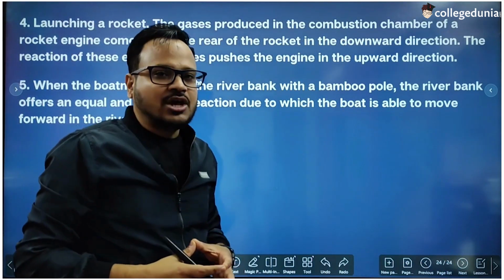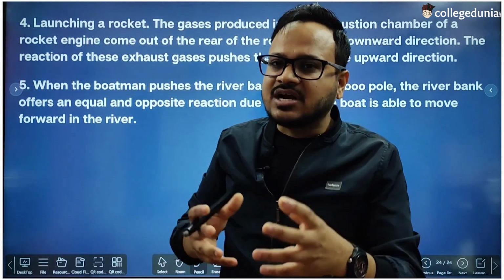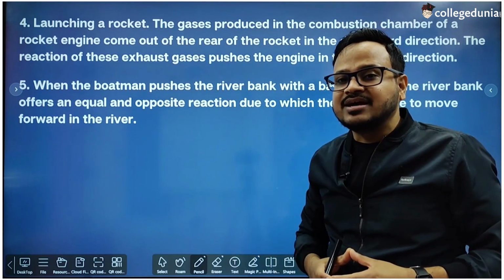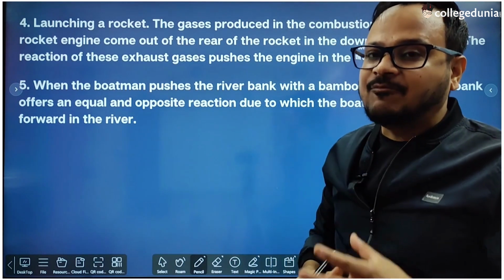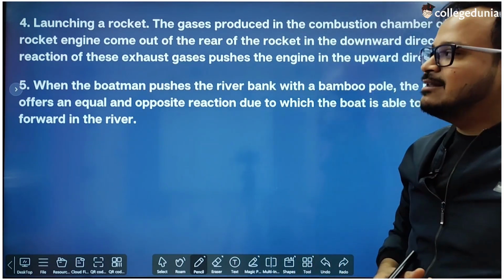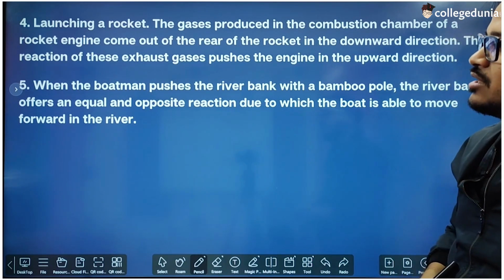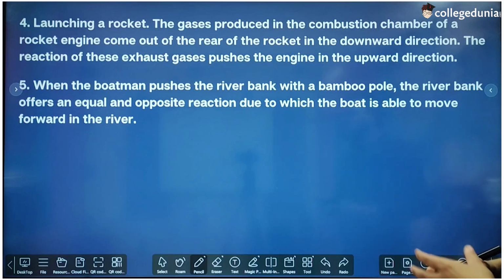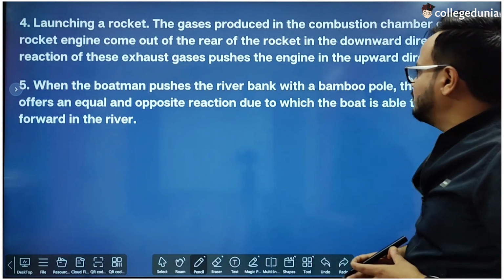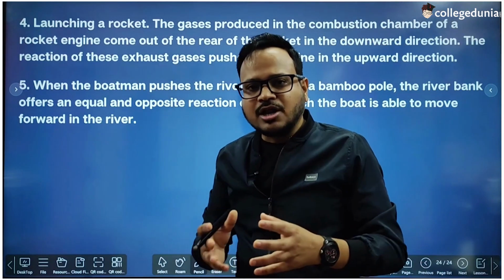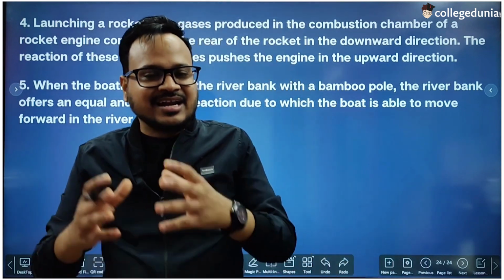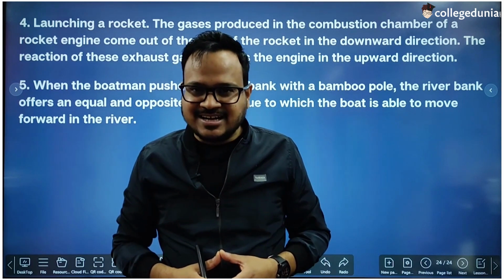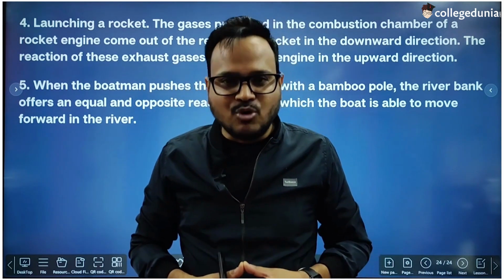In the case of launching a rocket, the gases which are coming out of the rocket, they apply some force on the earth, and in turn earth applies the same force on the rocket in the upward direction. So that helps the launch of the rocket, right? Okay, and that is the same thing when a boatman pushes the river bank with a bamboo pole. The water moves backwards, and the river applies the same force on the boatman in the forward direction according to the third law of motion.